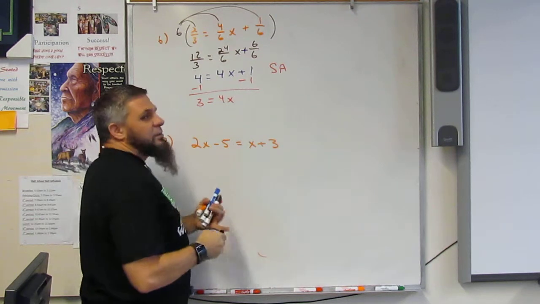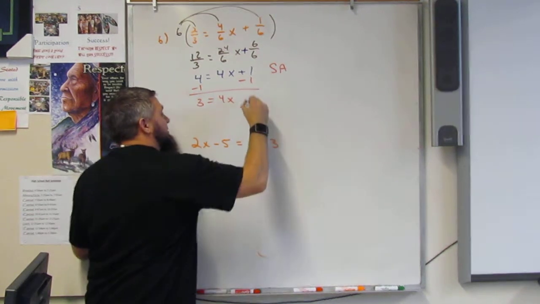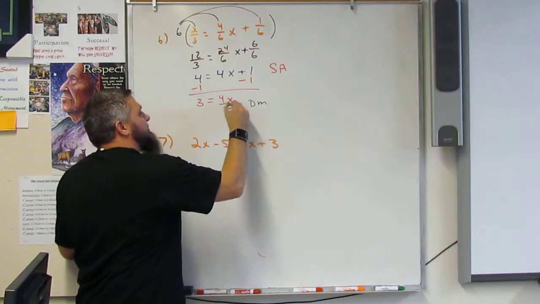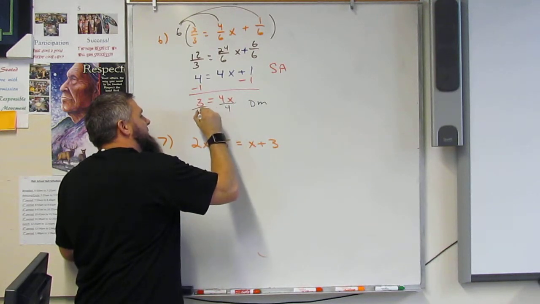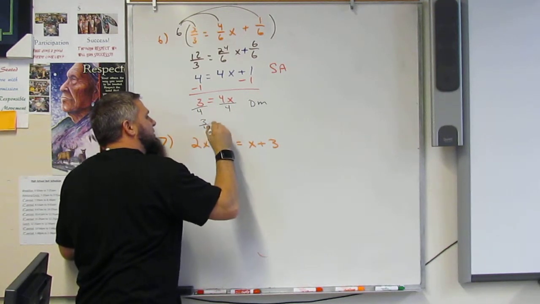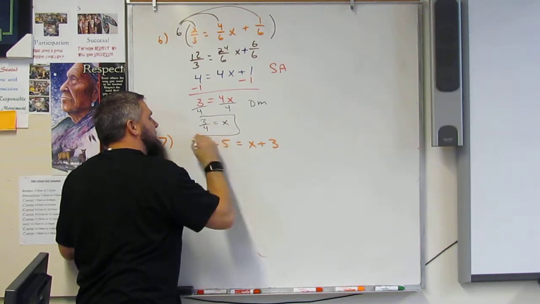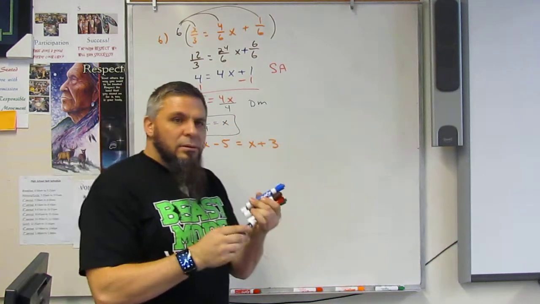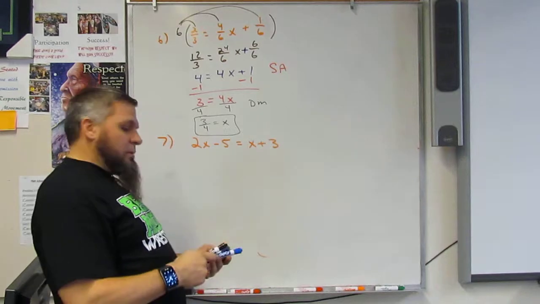So now I divide, right? Division, multiplication. Divide by 4. Divide by 4. So I get 3/4 equals x. And I'm done. Okay?